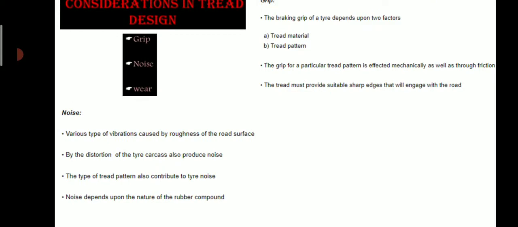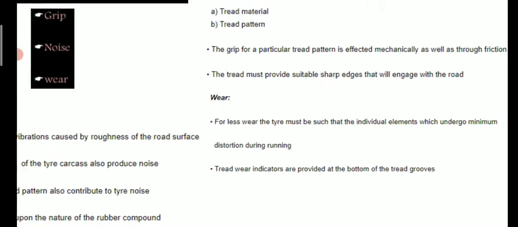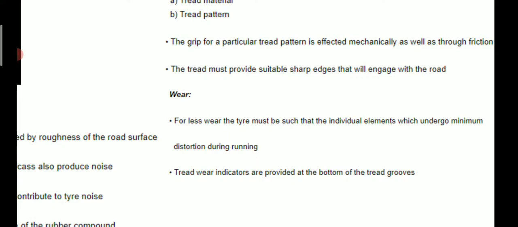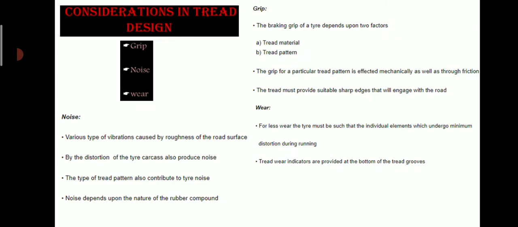The third one is wear, tire wear. For less wear, the tire must be such that the individual elements undergo minimum distortion during running. Tread wear indicators are provided at the bottom of the tread grooves. So these are the considerations in tread design.